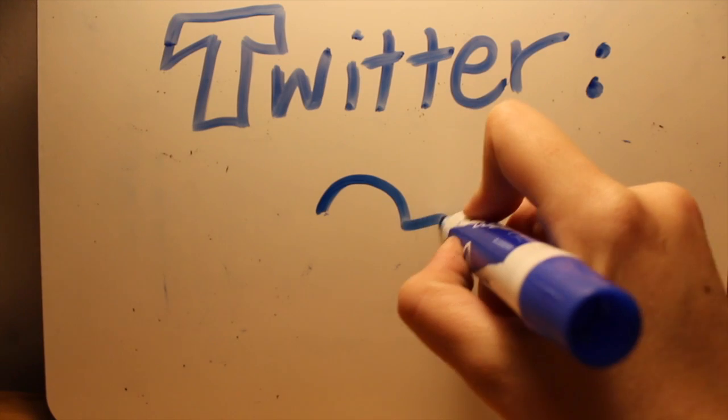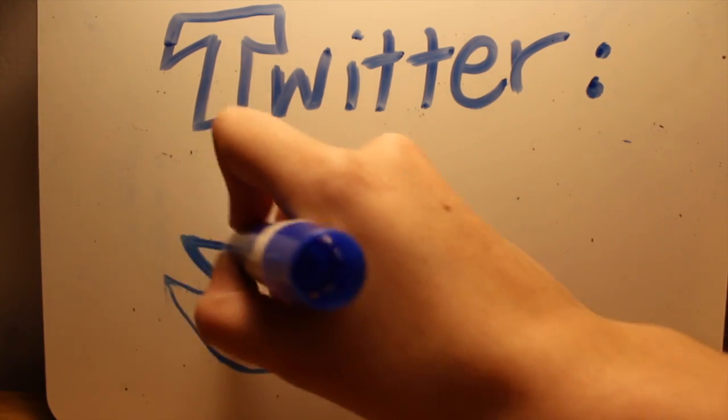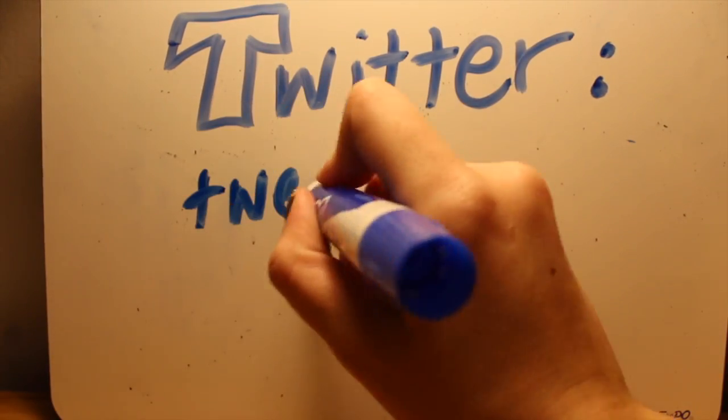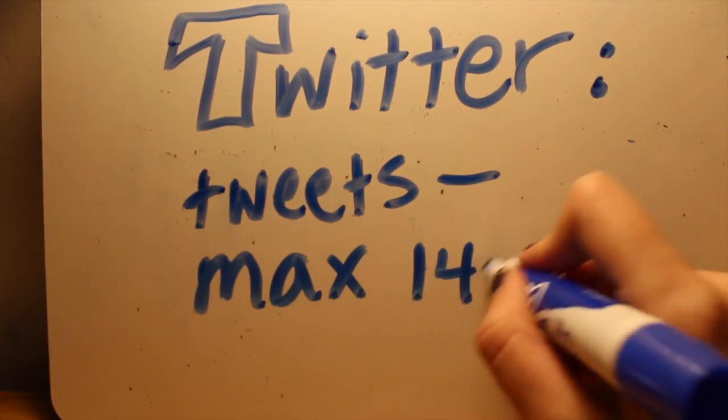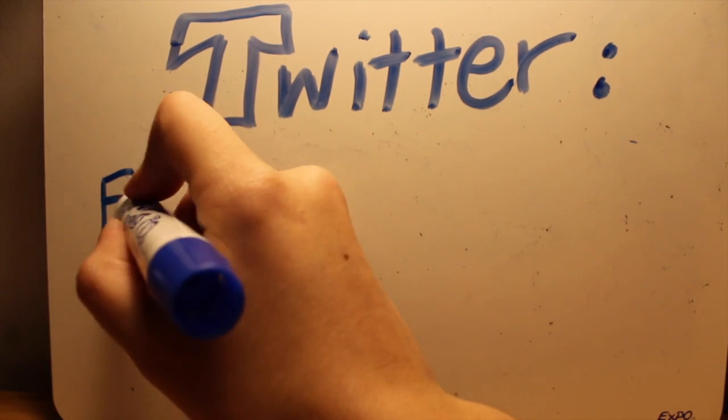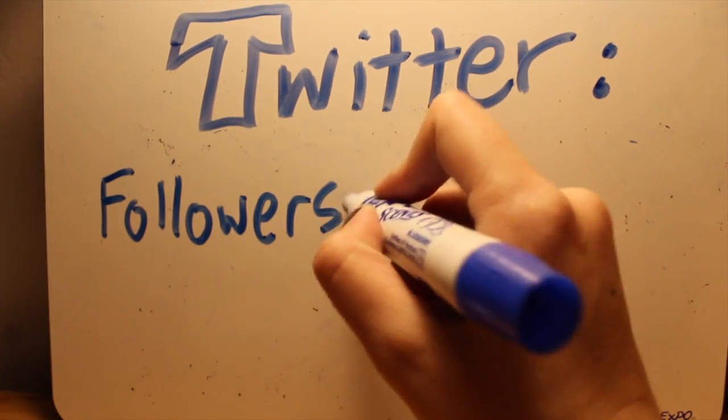If you don't know, Twitter is a social media platform in which users can tweet. Tweets are posts that can be text or media and only have a maximum of 140 characters. After creating a Twitter profile, you typically gain followers and write tweets.